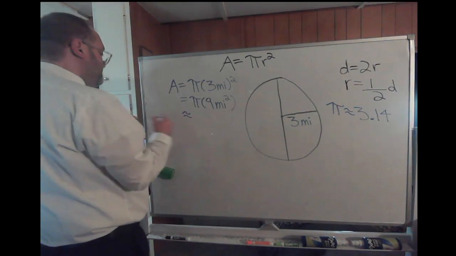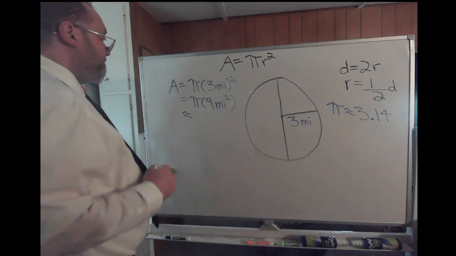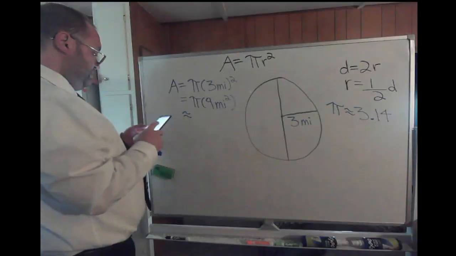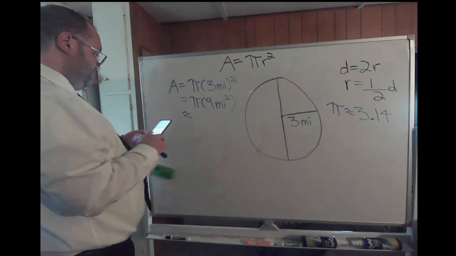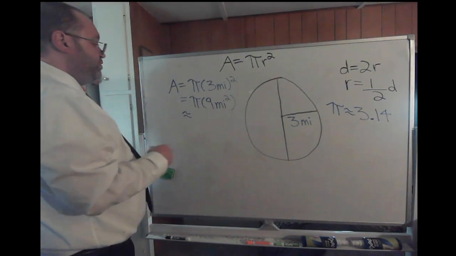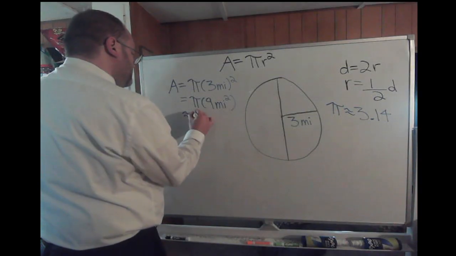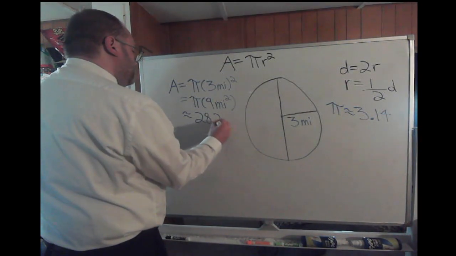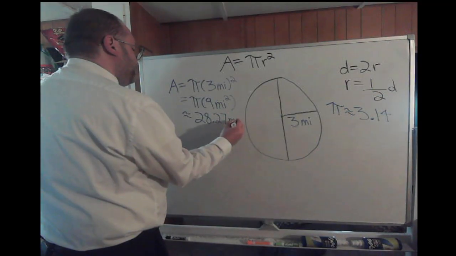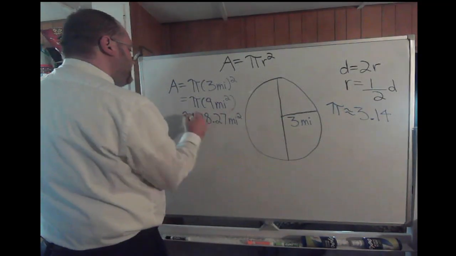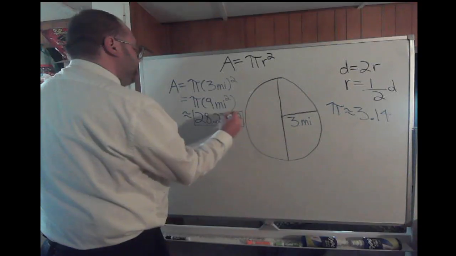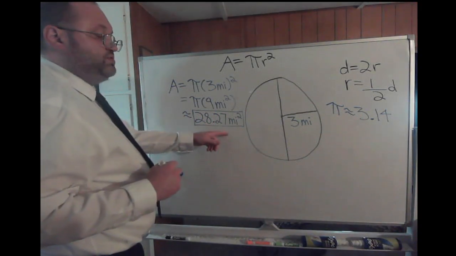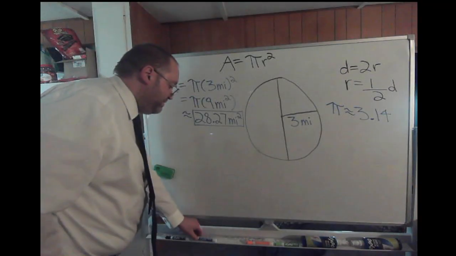We're going to round the result to 2 decimal places. So pi times 9, 28.27. So the answer you would get for the area of the circle is about 28.27 square miles. That's exactly what you would get, about 28.27 square miles for the area.